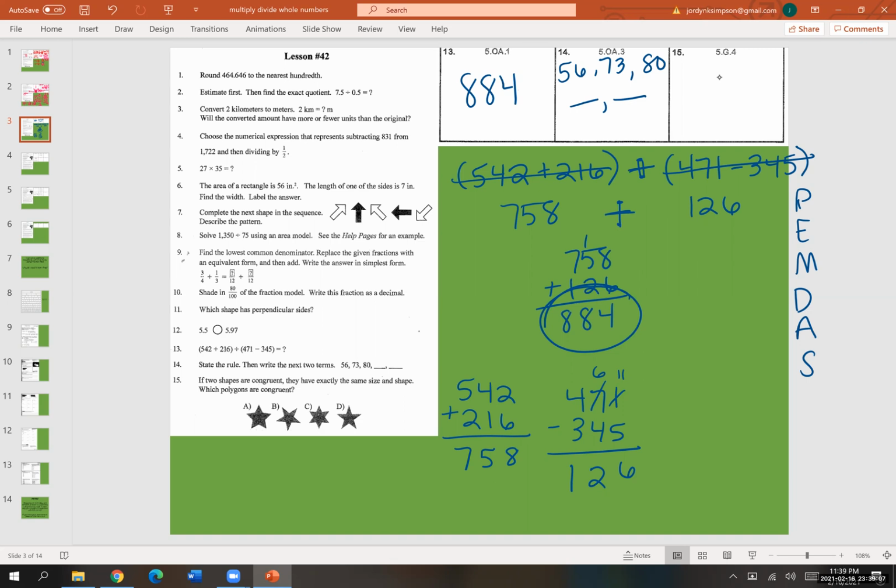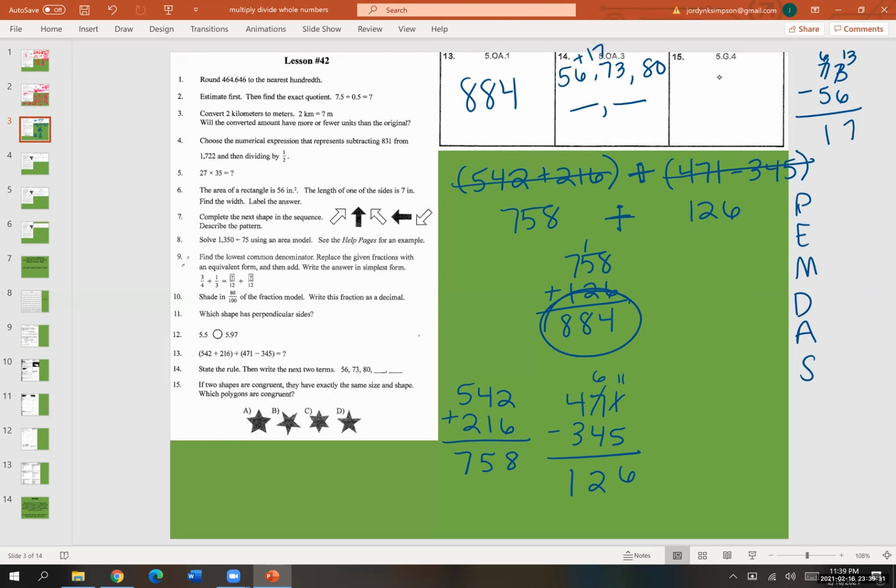So 56 plus what will get me to 73? Well, I'm going to do the opposite operation of addition, which is subtraction. So I'm actually going to do 73 minus 56. Let's see what I get there. 13 minus 6 would be 7. 6 minus 5 would be 1. So here they have added 17. Well, let's see if 73 plus 17 would get me to that 80.